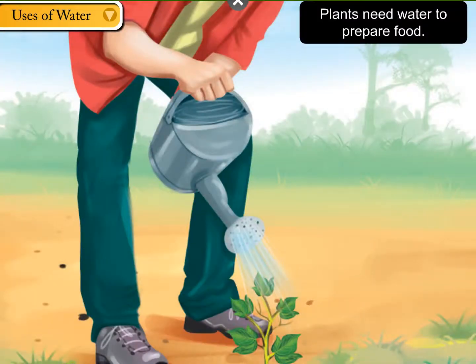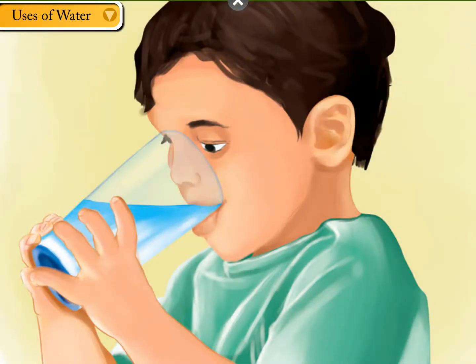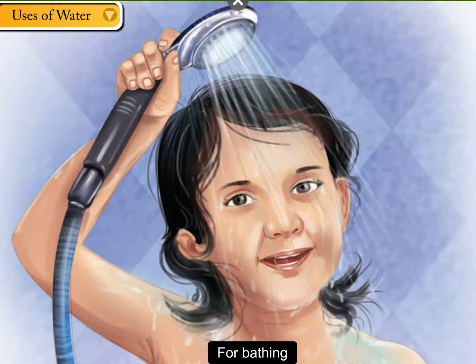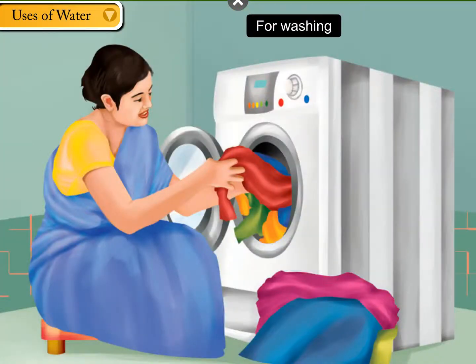Plants need water to prepare food. Animals need water for drinking and bathing. We need water for drinking, for bathing, for cooking food, for washing.